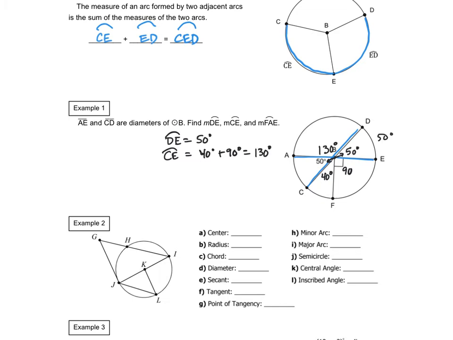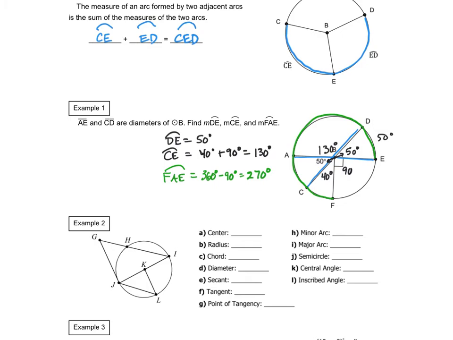And let's see, what's the last one they wanted us to look at? They wanted us to look at FAE. So that is going to be from here, going through A, and stopping on E, which I could add all of those up individually, or I know that this is 90 degrees and it was not used, so that is going to be 360 degrees minus 90, which is going to be 270 degrees. So those are the measurements of those given arcs based on their central angles.